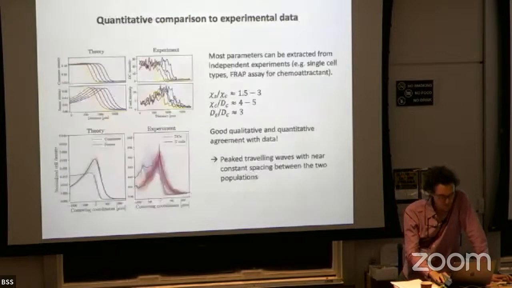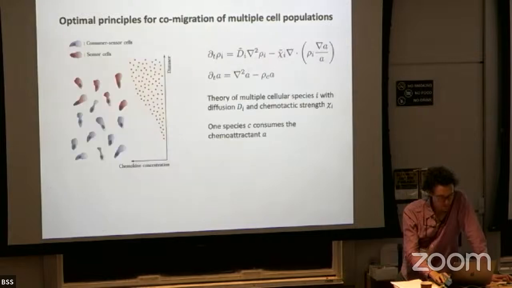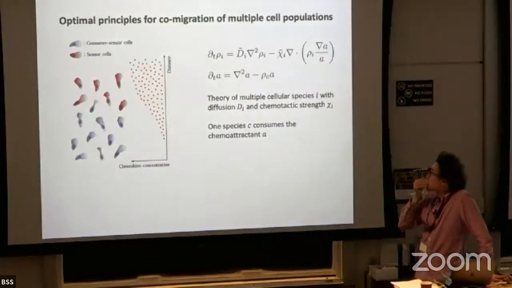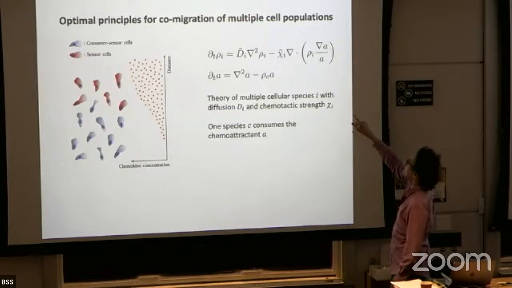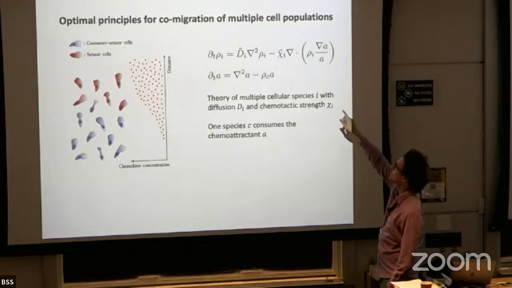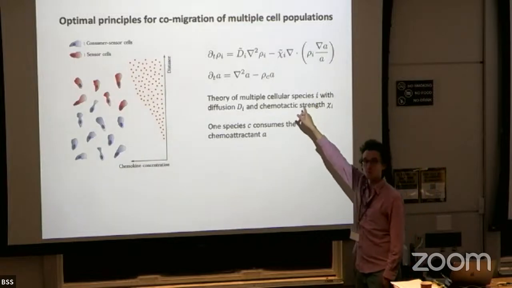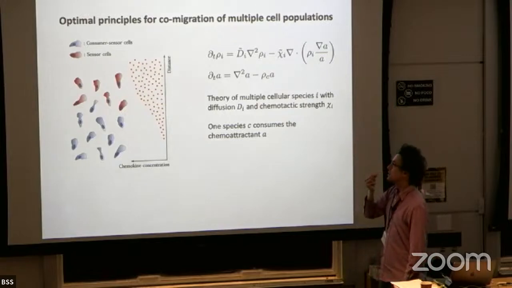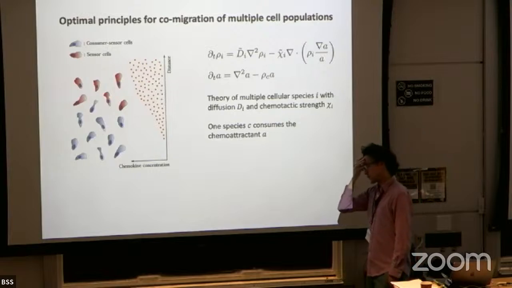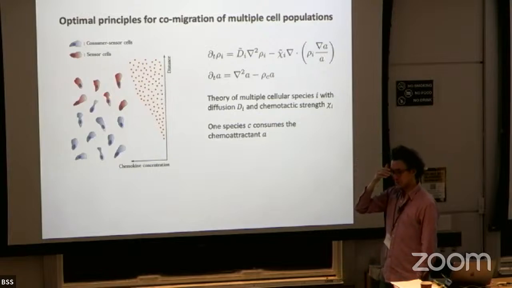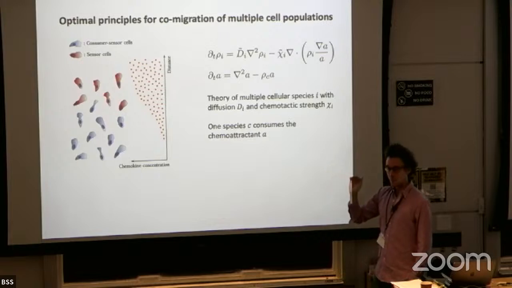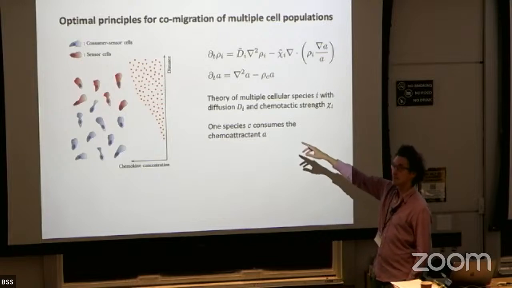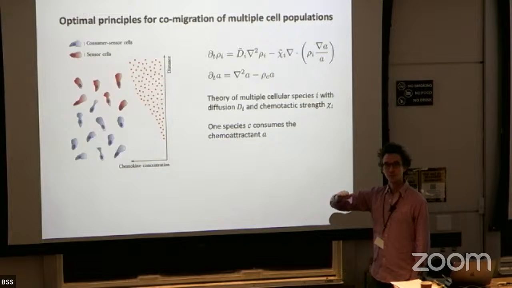No, you're right. We didn't put any interaction terms. This would be the next thing. For instance, we could put some cross diffusion. We could say that there are some physical interactions between different cell types. There are multiple reasons we didn't put it in. For starters, there are some experiments where you can make the red cells neither sensors nor consumers, essentially completely passive. They cannot eat, they cannot sense. And in that case, they don't move at all.